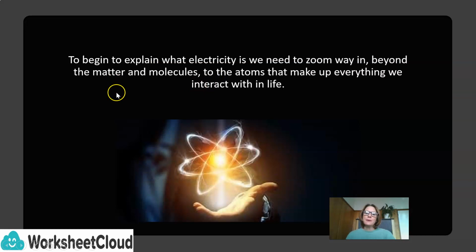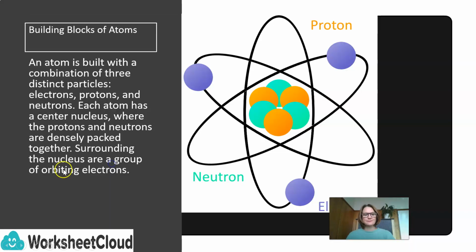To begin to explain what electricity is, we need to zoom way in beyond the matter and the molecules to the atoms that make up everything we interact with in life. So let's start with the building blocks of atoms. An atom is built with a combination of three distinct particles.